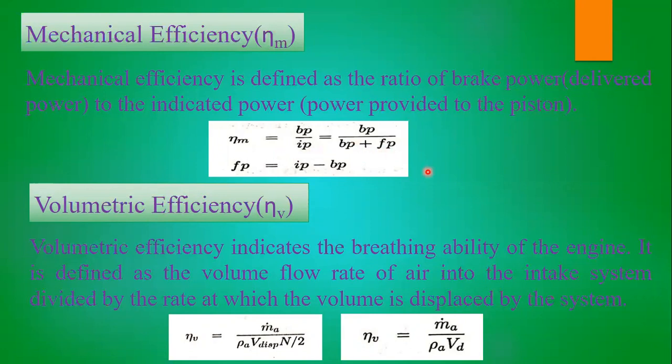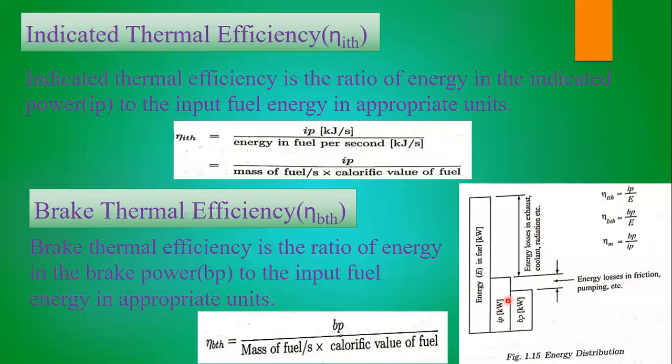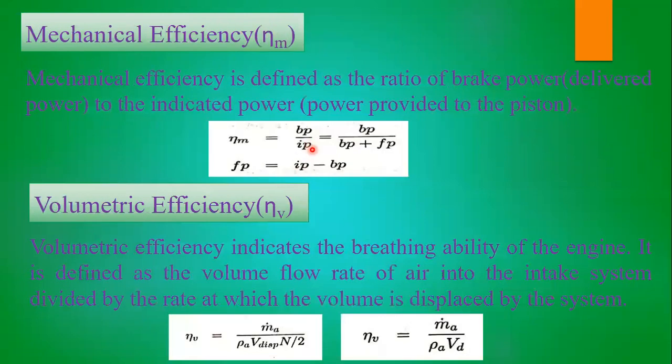We have already seen what indicated power, brake power and frictional power are. Frictional power is nothing but the losses due to friction and pumping. So indicated power is nothing but brake power and frictional power. The summation of both brake power and frictional power will give us indicated power. So finally we have indicated power equals brake power plus frictional power.